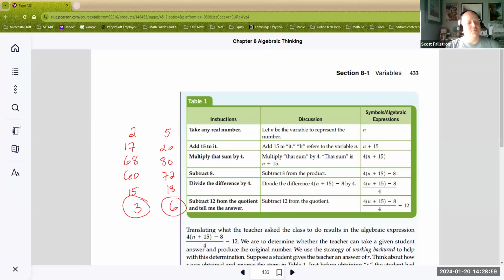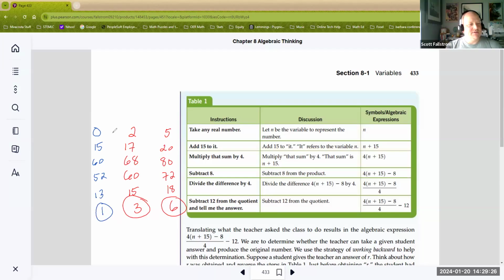Are you? Some of you are like, oh, I see it. Let's try one more, shall we? Let's be sneaky. Let's try 0. Add 15, multiply by 4, subtract 8, divide by 4. 58 divided by 4 is 13 because there's 13 cards in each suit in a deck of cards. And then subtract 12 and I get 1.